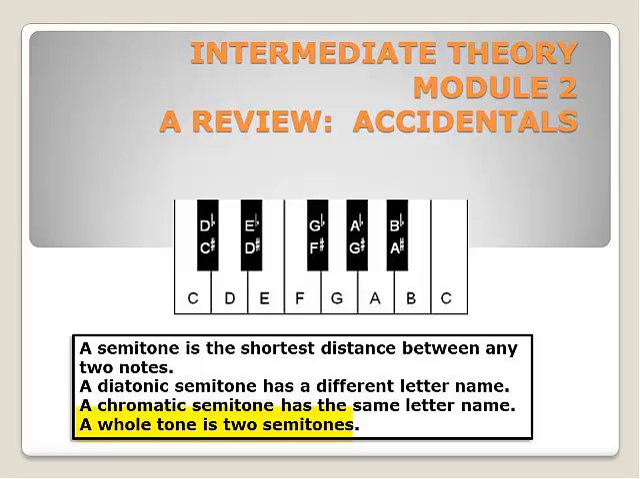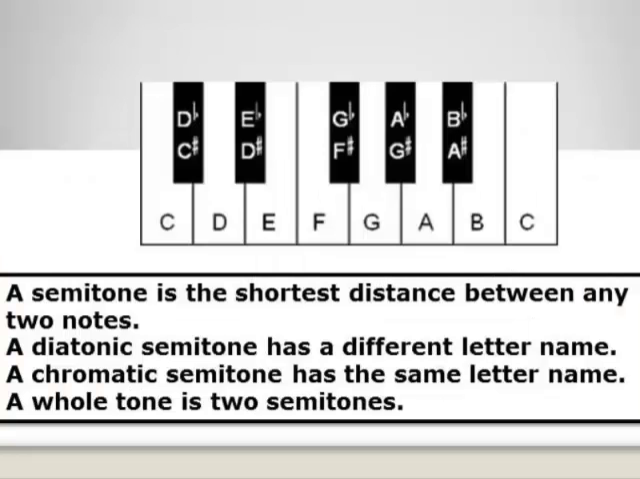A whole tone is simply two semitones. All whole tones always have one note in between them. Often that one note is a black note, however, it can sometimes be a white key. For example, E to F sharp is a whole tone, and B to C sharp is also a whole tone.